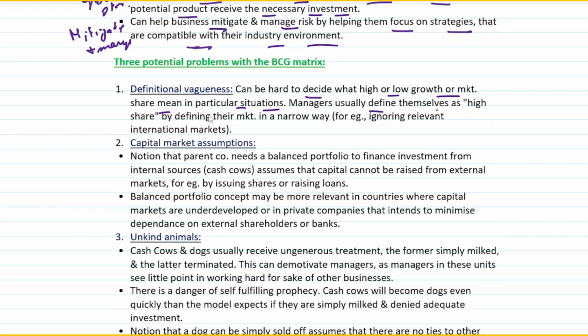Managers usually define themselves as high share by defining their market in a narrow way. If I am looking after a particular product, I will define myself as belonging to a high share by defining my market narrowly. So you will be very concentrated. In that case, you will be missing certain opportunities, for example ignoring relevant international markets. So in your market you may be a big hero, but with respect to international markets, you may not be. A simple example can be of IT companies right now.